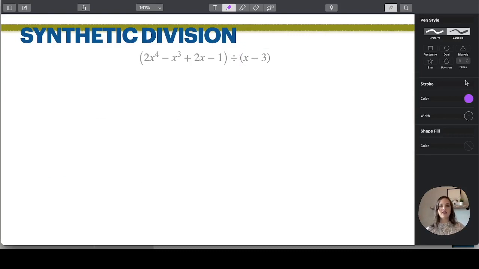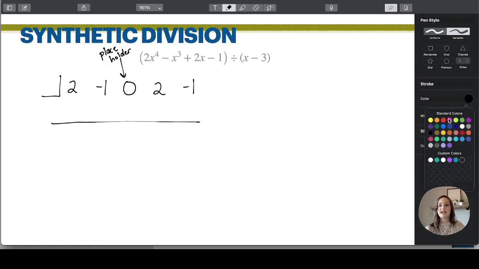So, in case I lost you, let's do it again. First, shelf. Coefficients. The coefficient of x to the 4th is a 2. The coefficient of x cubed is a -1. If you notice there is no x squared, you have to put a placeholder. You have to put a placeholder of a 0 because it's technically 0 times x squared. And then the coefficient of x is 2, and the coefficient of your constant is -1.